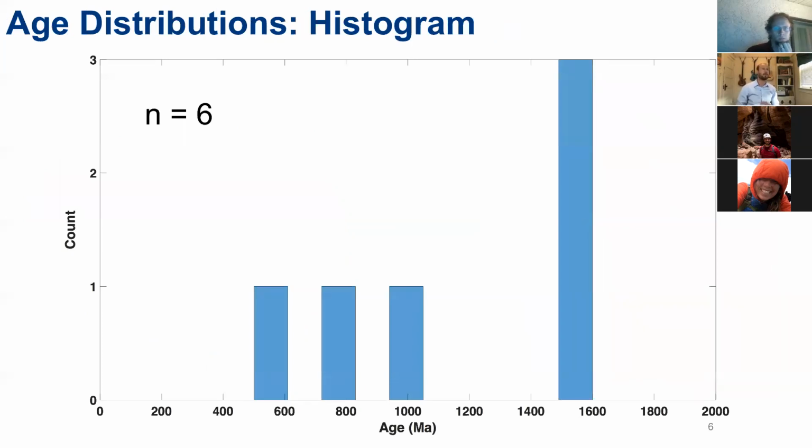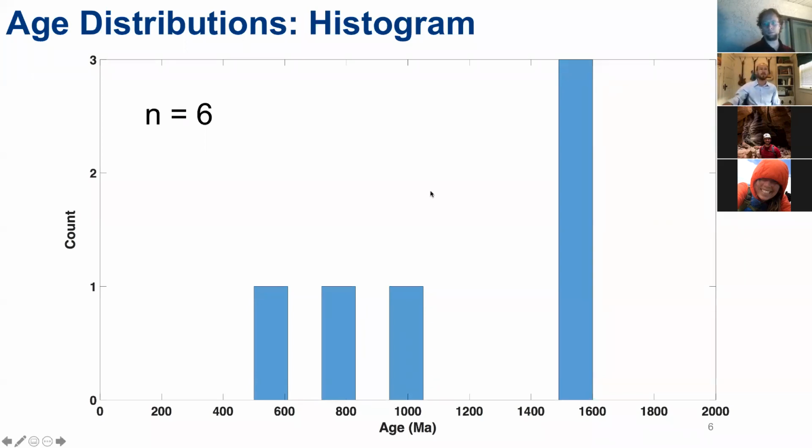So we can look at these in a number of ways. Here's an example. I just made this data up, and we have 6 ages. Here's a classic histogram. You'll see a lot of plots like this. All of them will have the x-axis going from 0 to 2,000 million years, so 2 billion years. And here we have 6 ages, so probably not the best representation of the underlying population, but this will work for an example.